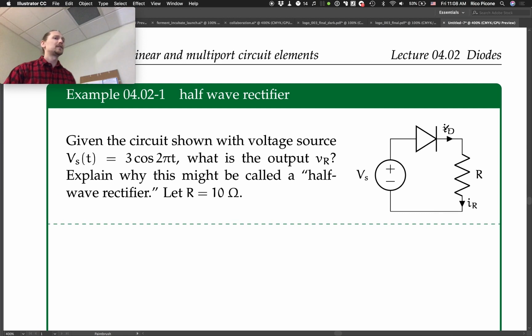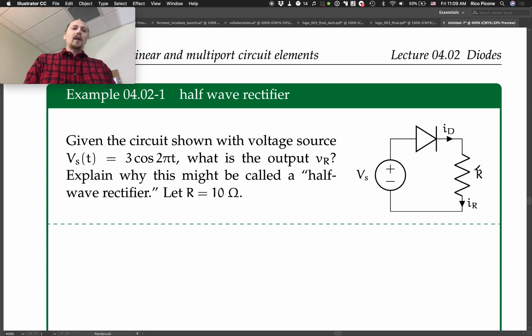So let's do example 4.2, part of lecture 4.2 on the half-wave rectifier. Given the circuit shown with the voltage source being a cosine with amplitude 3 and period of 1 second, what is the output VR, the voltage across the resistor? Explain why this might be called a half-wave rectifier. Let R equal 10 ohms.